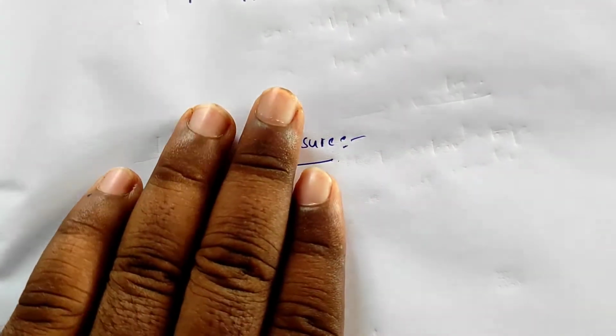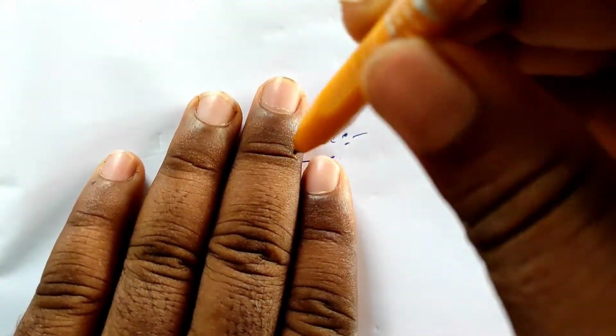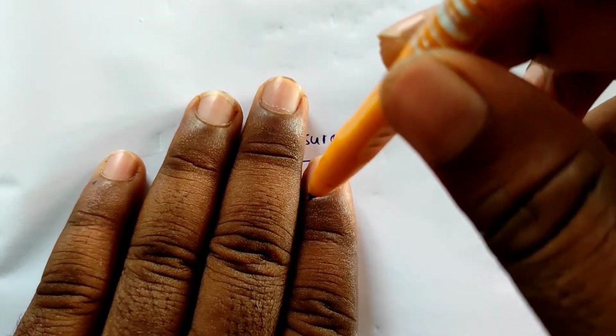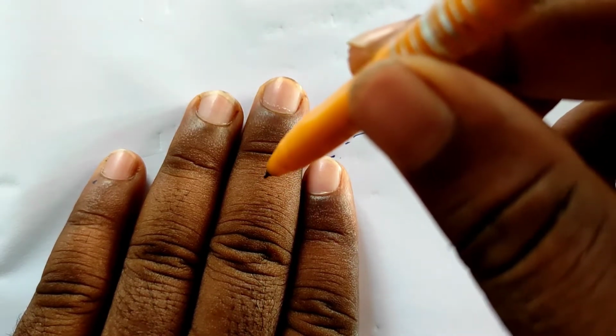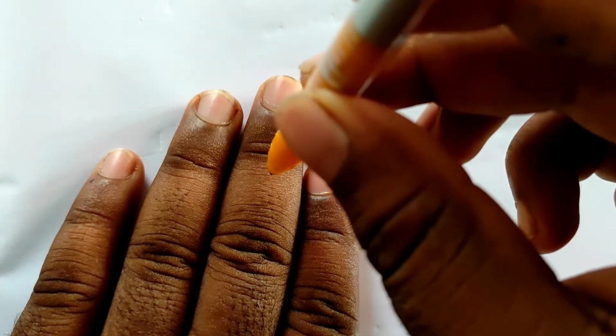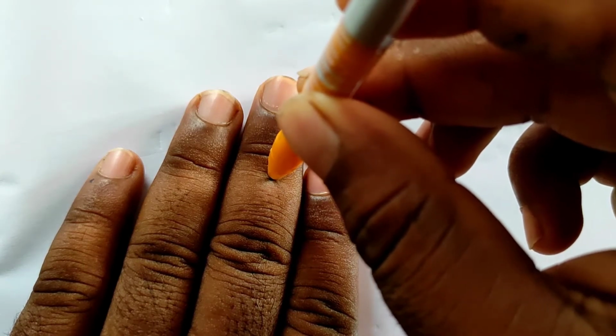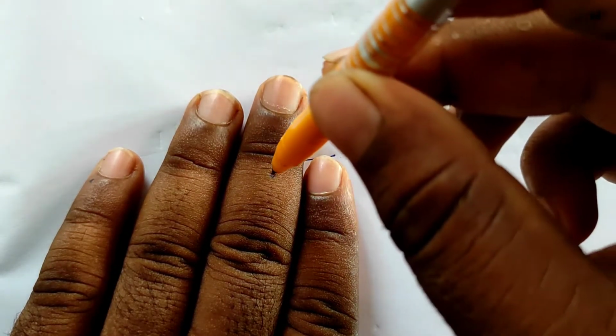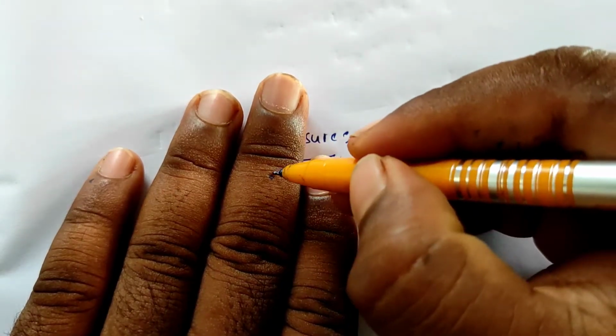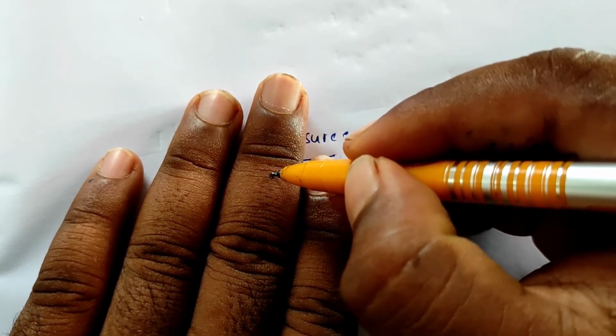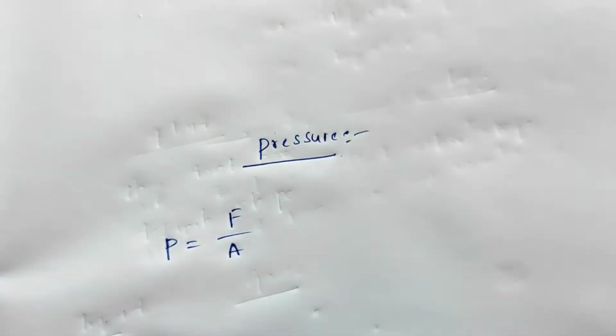So see this finger. I'm going to apply a 10 Newton force through this pen on the surface of my screen like this. How many Newtons? 10 Newtons. You can see that my force is acting on a very small area, a small dot.